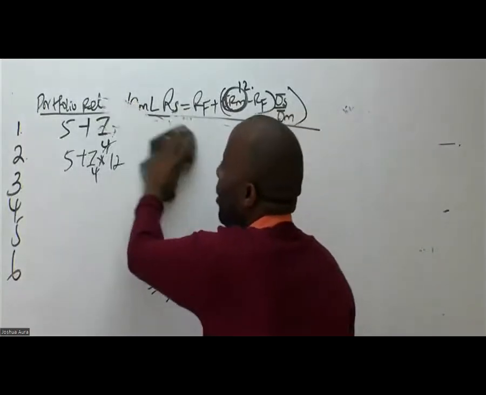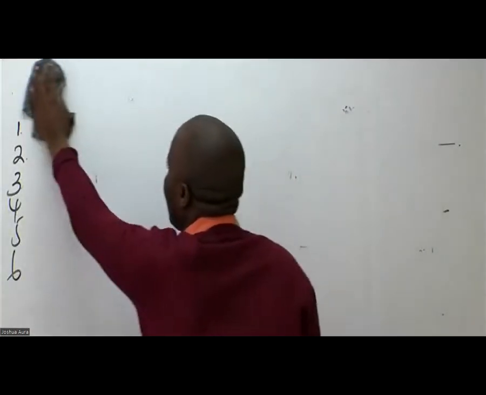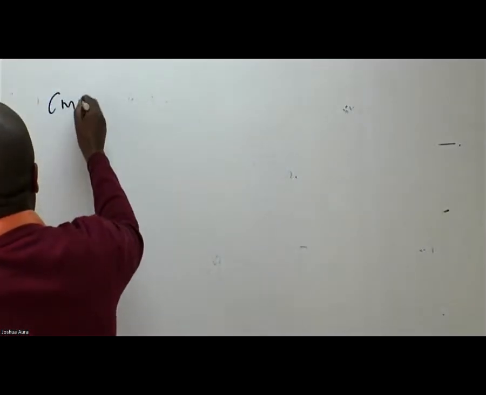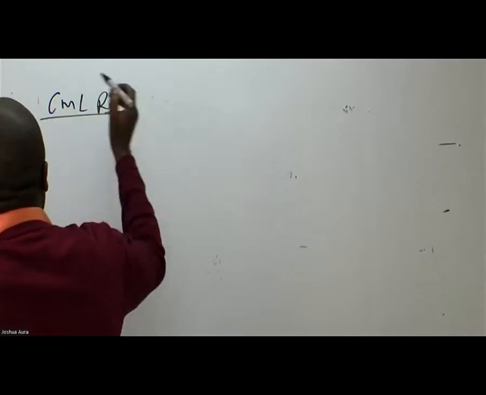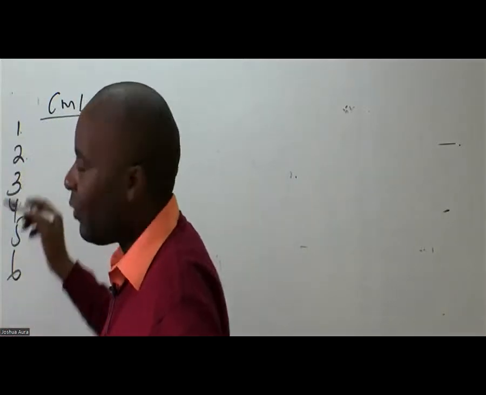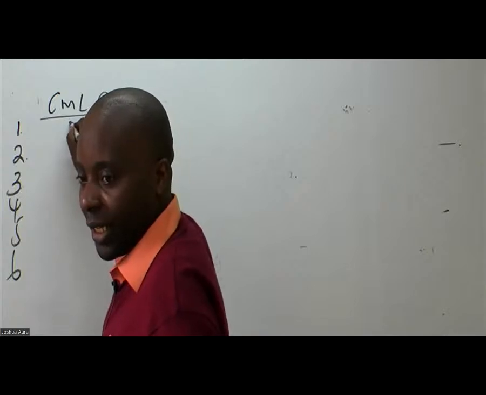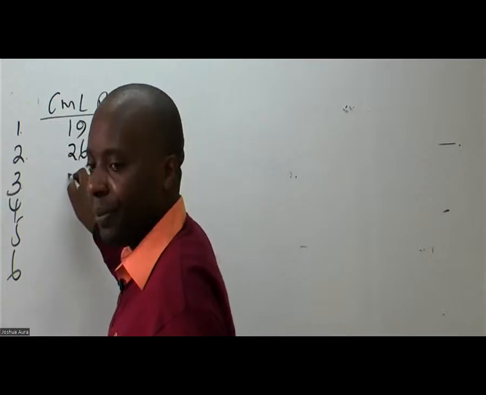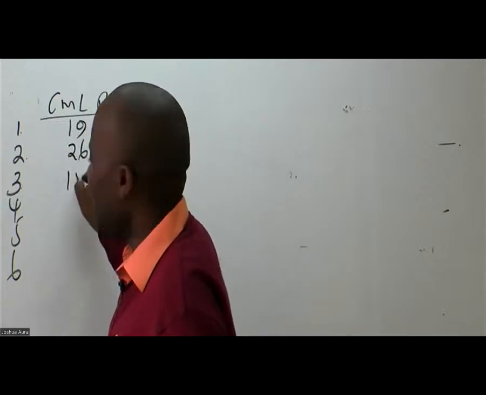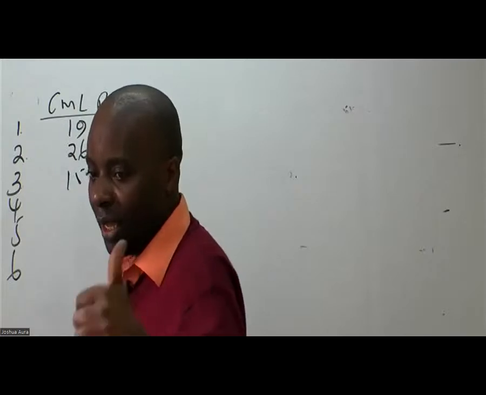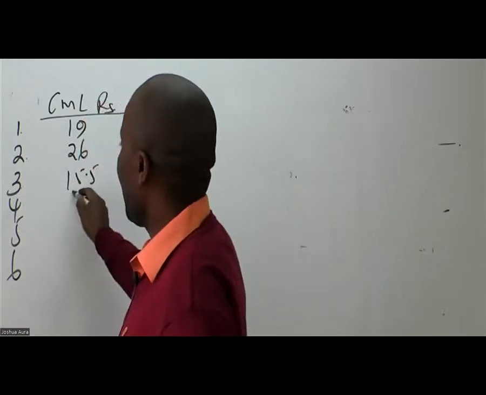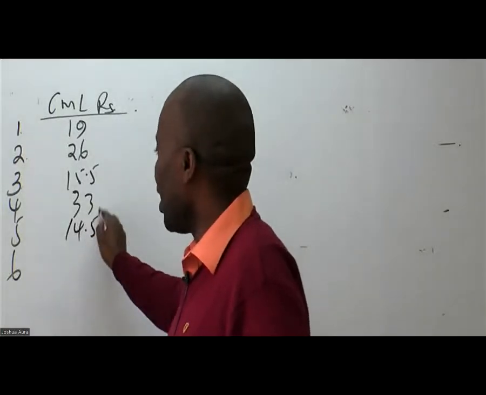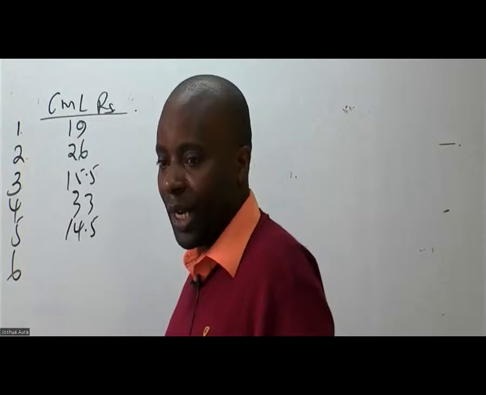So could you kindly remind Mwalimu of the CML returns that you obtained? Leave alone this second one. CML return, the first one you told me is 19. The second one, 26. The third one, 15.5. The fourth one, 33. Then we have the fifth one, 14.5. Then we have the sixth one, the last one.